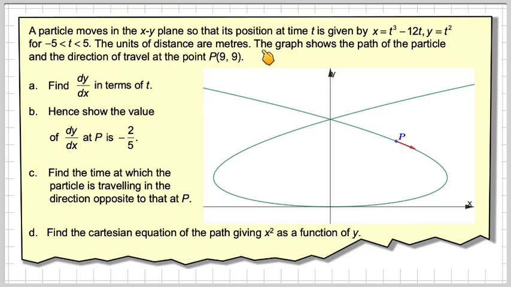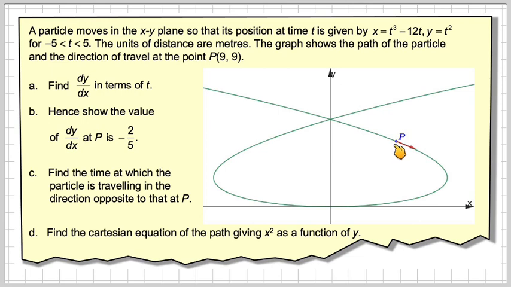The graph shows the path of the particle and the direction of travel at the point P is given by that vector there. Find dy by dx in terms of t, hence show the value of dy by dx at P is minus 2/5, remembering that P is (9, 9). Find the time at which the particle is travelling in the opposite direction to that at P, and find the Cartesian equation of the path, giving x squared as a function of y.